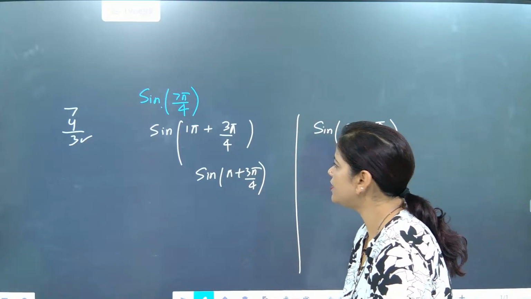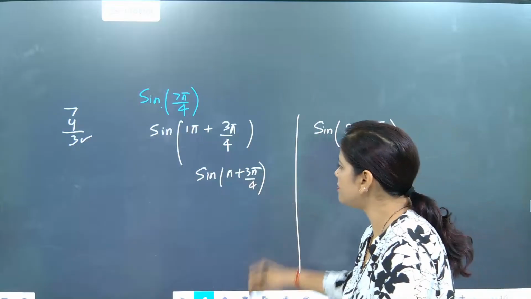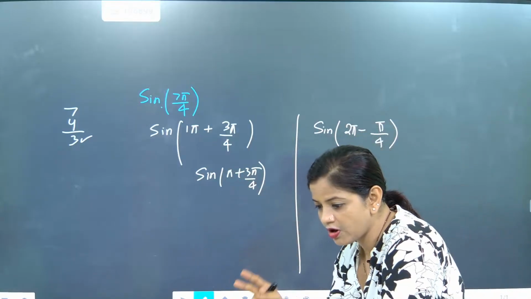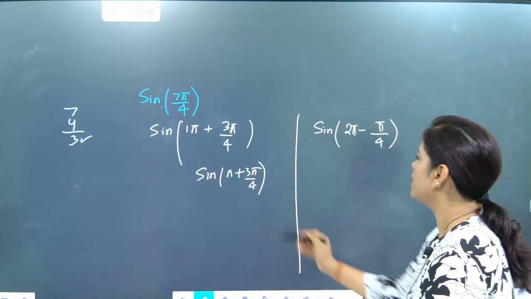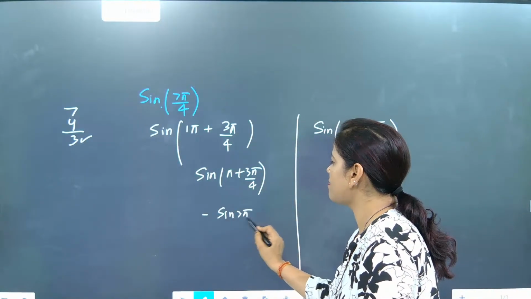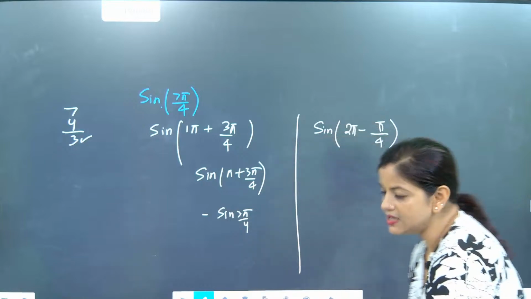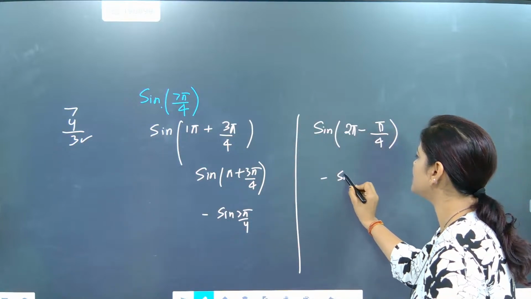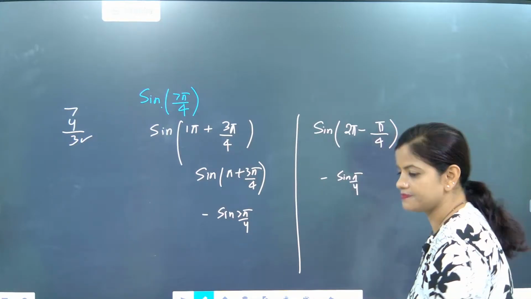When somebody talks to you about sine 3 pi by 4, we will not be talking about the principal domain, we will only be talking about understanding it. Now, beta, directly it will become minus sine 3 pi by 4, and beta, directly it will become minus sine pi by 4.